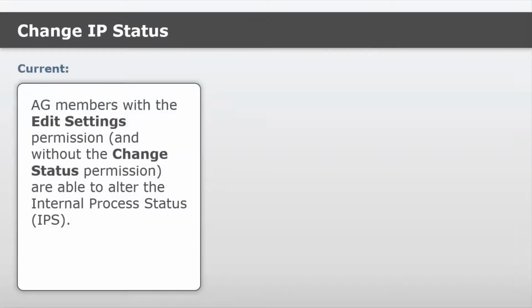Another AG role permission that you will see is the new Change IP Status permission, which is specifically for category assessments. Currently, AG members who have the permission to edit the settings of an assessment but do not have the Change Status permission can change the internal process status of an assessment.